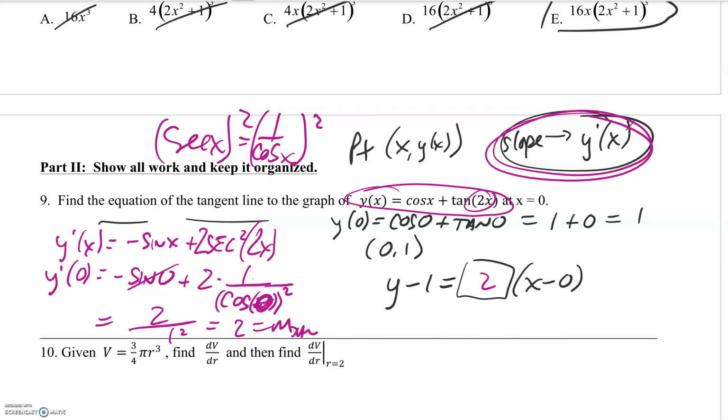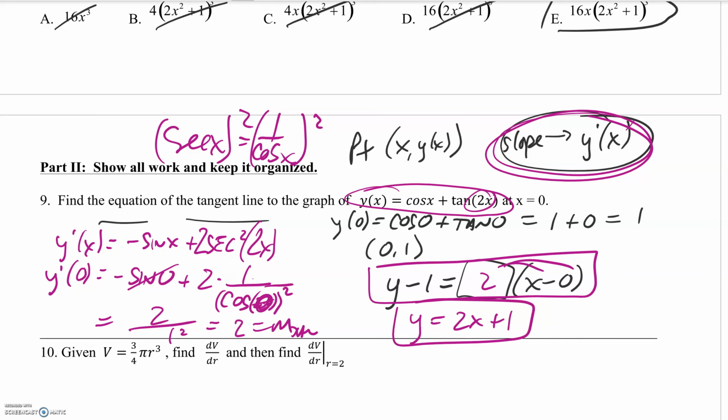Now that we've got that, we can go put a 2 right here. So this is a fine answer. You can leave that. It's point slope form. If you really wanted to, you could rewrite it in slope intercept form. 2x minus nothing plus the 1 comes over. Anything like that would be good.